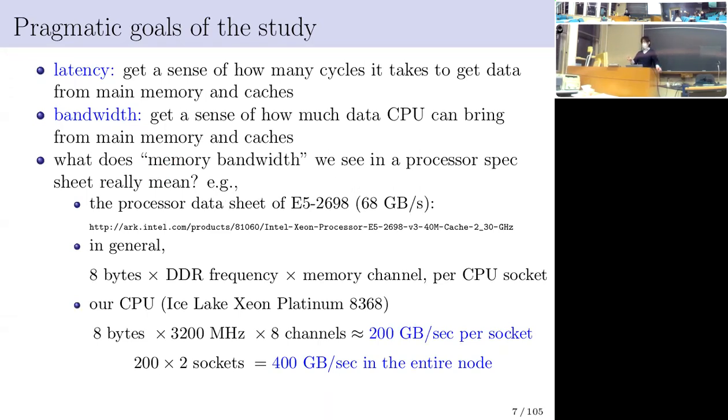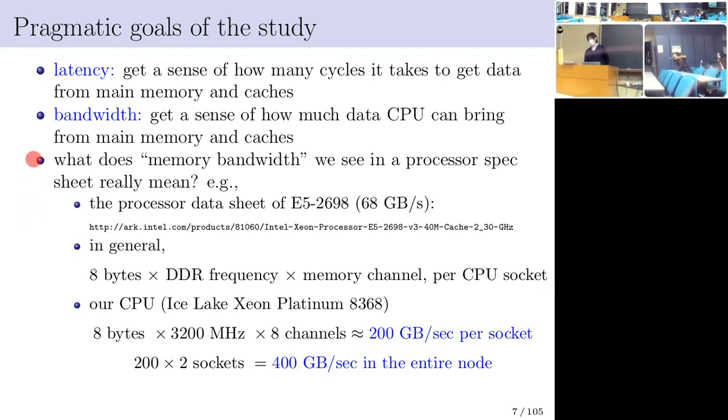Together with the distinction between latency and bandwidth, having a relatively good sense of the absolute numbers, in terms of cycles, to get data from the main memory and caches is important.